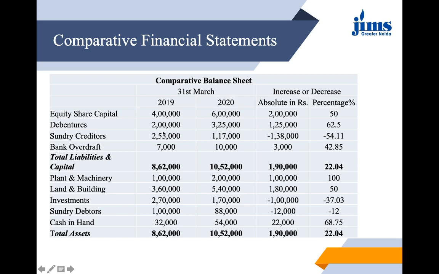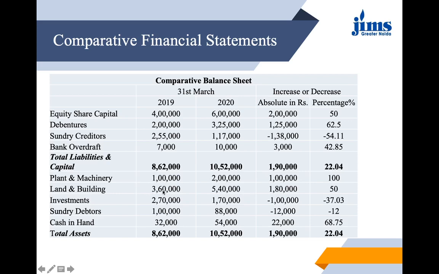Sundry creditors had got decreased. They were 2,55,000 before and now it is 1,17,000. So it has got decreased by 1,38,000. Bank overdraft was 7,000 and now it is 10,000. So you do have an absolute increase of 3,000. Same ways your assets are being calculated. Plant and machinery was there for 1 lakh rupees. Now it is for 2 lakh rupees. So there is an absolute increase of 1 lakh.